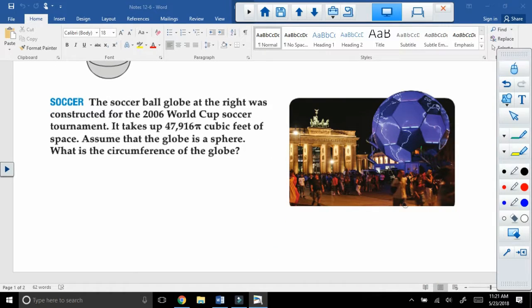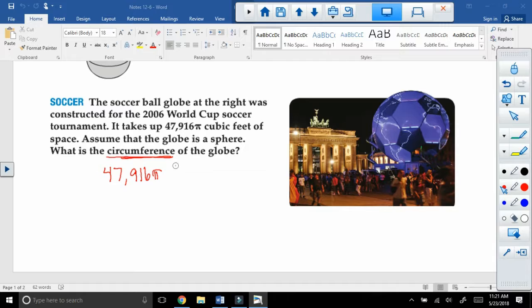Okay, this last one, I was thinking of all you soccer girls, so I put this one in there. The soccer ball globe at the right was constructed in 2006 for the World Cup soccer tournament. It takes 47,916 pi cubic feet of space. Assume the globe is a sphere, what is the circumference? So they want us to find circumference. I need to first find the radius, and then I can find the circumference.